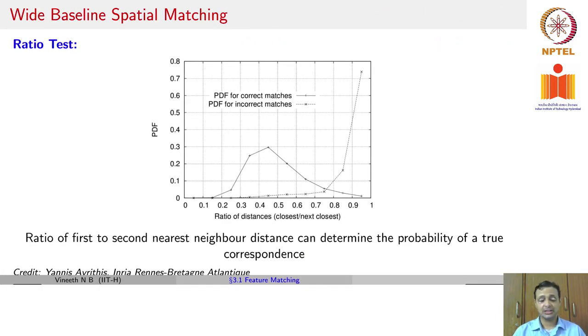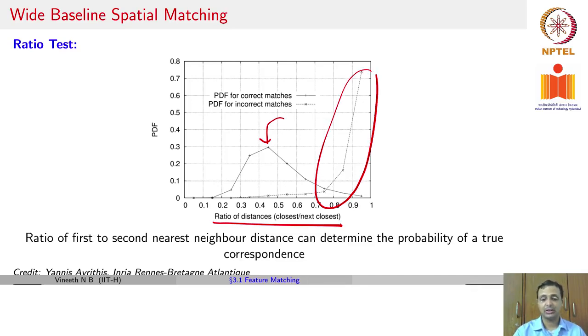Okay, here is an illustration of the ratio test. You can see here that for correct matches, the ratio of distances forms this kind of distribution. It's much smaller, whereas for incorrect matches, the ratio keeps going up and further towards 1. In the incorrect matches, the ratio is close to 1, which means the first match is as good as the second match. Then you're not very sure whether the match is strong enough.